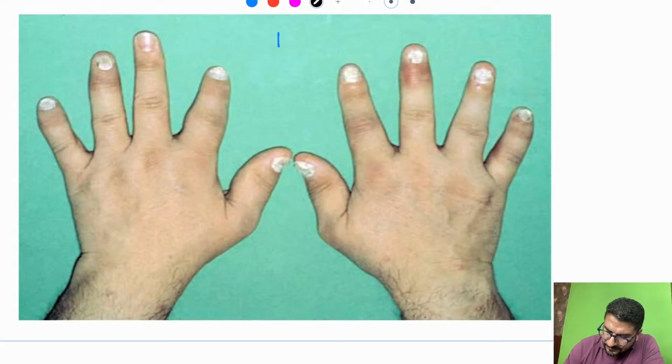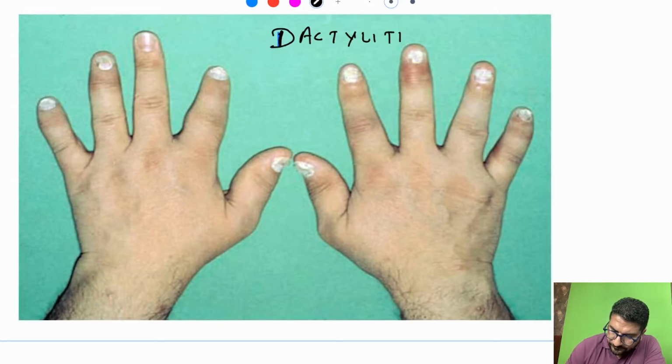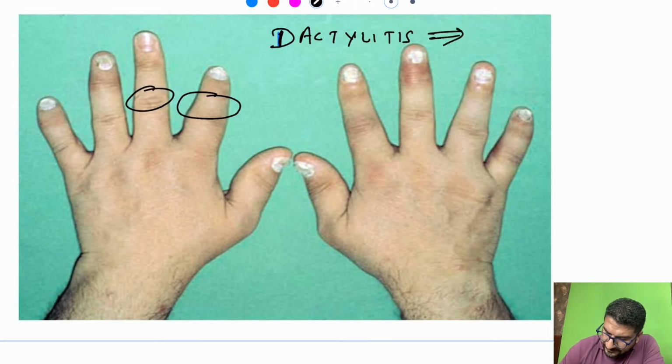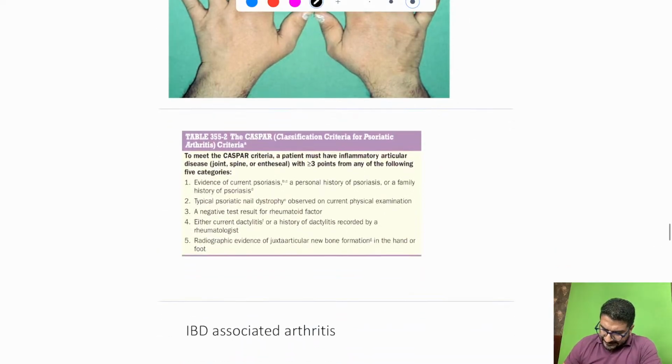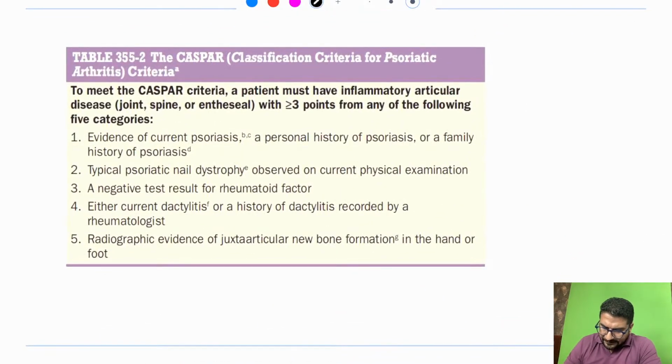So this is your, you can see, dactylitis. Dactylitis means inflammation of fingers. So fingers become swollen, उंगलियां सूज जाती हैं. So these fingers, sometimes what we call them, sausage digits. ऐसे उंगलियों को क्या बोलते हैं? We call them as sausage digits. Done? So this is Casper criteria which we have discussed. Again, a reference from Harrison. Casper criteria is used to diagnose psoriatic arthritis. Done? सेम चीज़ को हमने थोड़ा शॉर्ट में लिख दिया.